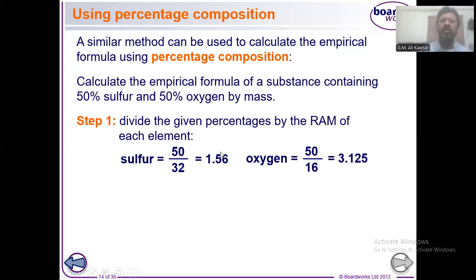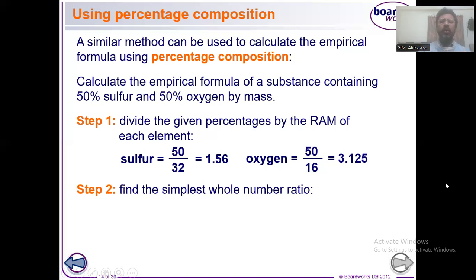But this is a fractional number. We have to get the whole number, or simple number. To get the simple mole ratio, we can use the smaller number. By dividing both the quotients by the smaller number, we can get the simple whole number.